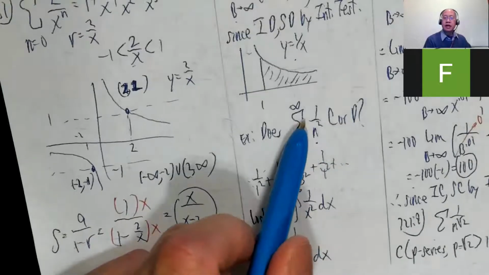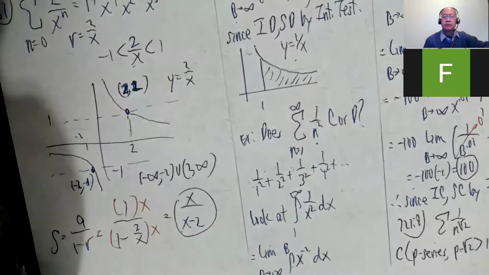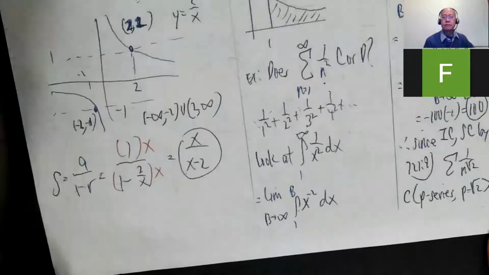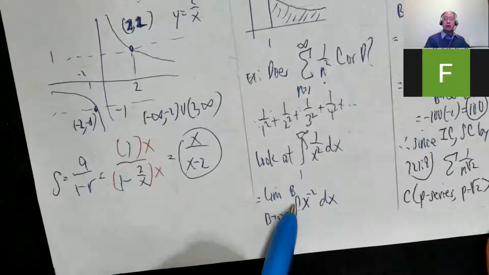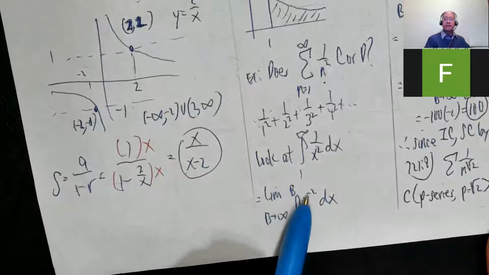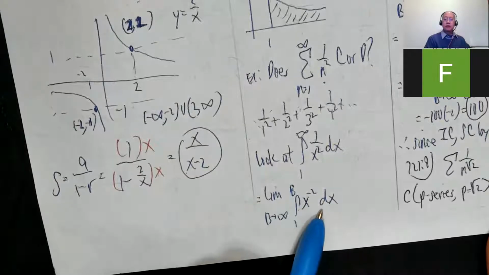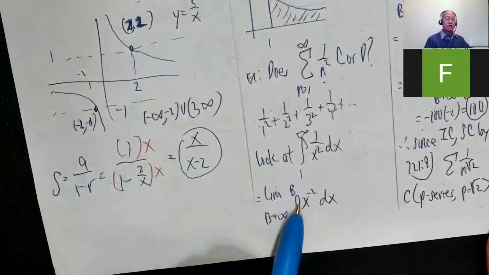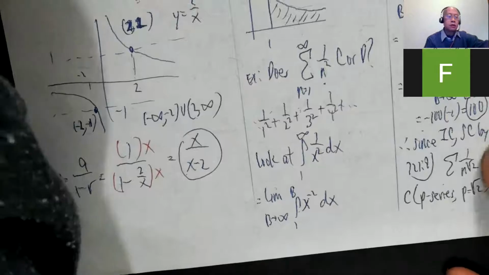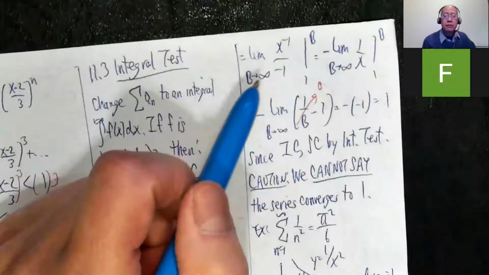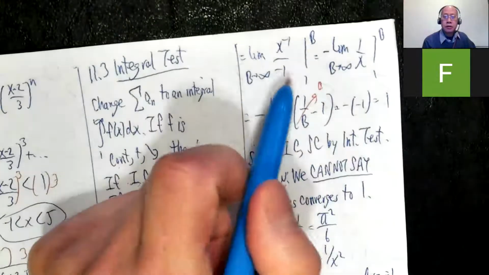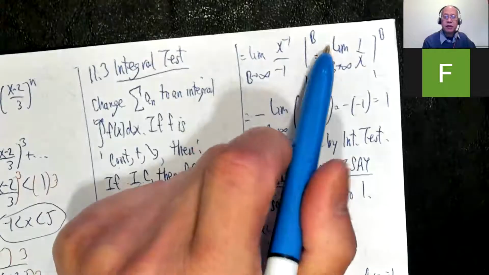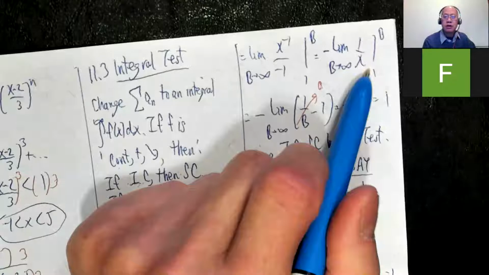So what do I integrate? Instead of 1 over n squared, 1 over x squared from 1 to infinity. That's the limit as b approaches infinity of the integral from 1 to b of x to the negative 2 dx. The integral of x to the negative 2 is x to the negative 1 over negative 1. Take out the negative, that's negative limit as b approaches infinity of 1 over x from 1 to b.